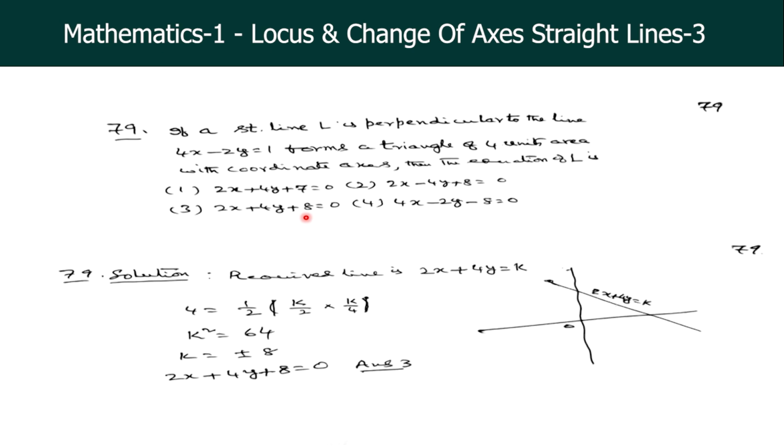The given line equation is 4x - 2y = 1. Any line perpendicular to the given line is of the form 2x + 4y = k. So required line is 2x + 4y = k. So therefore, 4 is equal to half of (k/2) into (k/4). So k square is equal to 16. So k is equal to plus or minus 8. So therefore, 2x + 4y + 8 = 0 is the equation of the required line. And the correct option is option number 3.